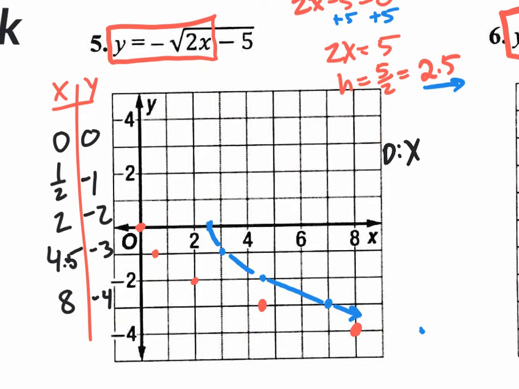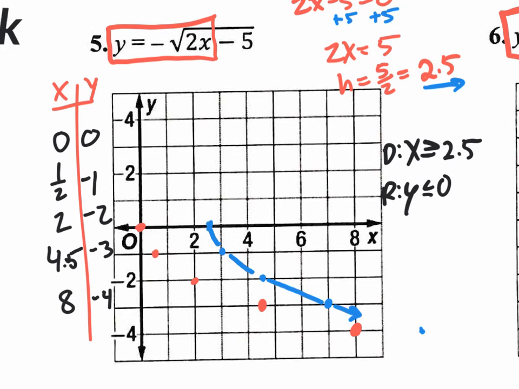X is greater than or equal to that 2.5 that you started with. And how about the range? The range would be y is less than or equal to the y value of the beginning point, which is 0.